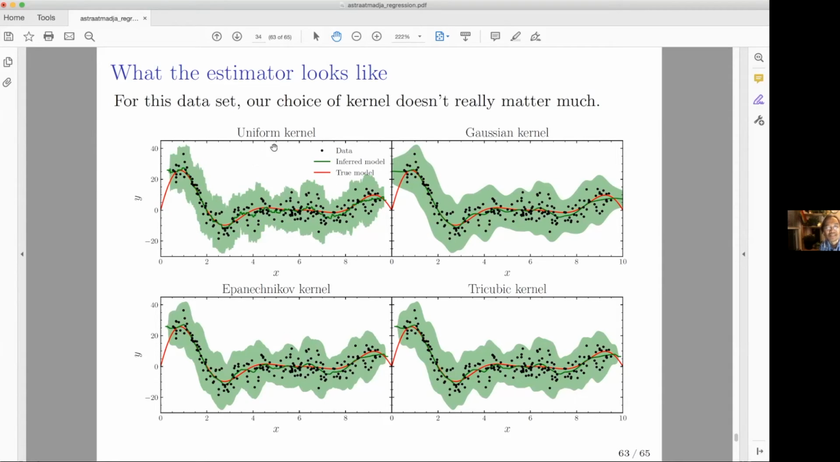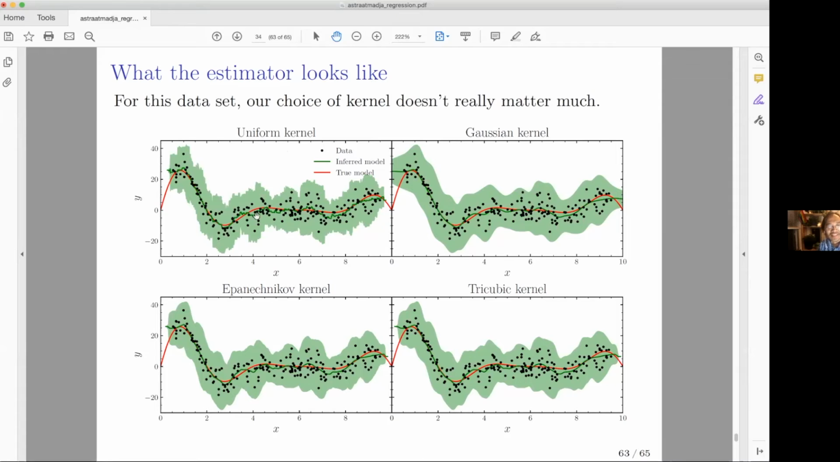So that's the uniform kernel, the Gaussian, and so forth. As you can see, there's very little difference between the inferred model and the true model. So whatever kernel we're choosing, it doesn't really matter for this data set. So it works. It was fine.